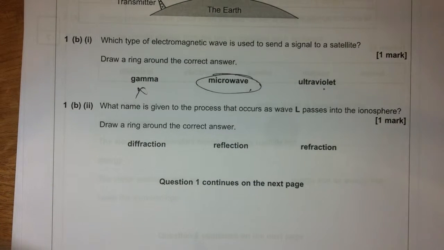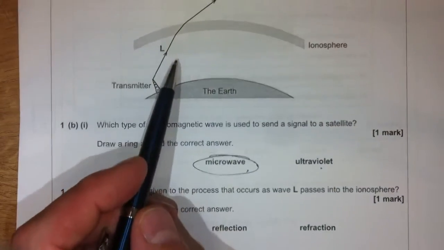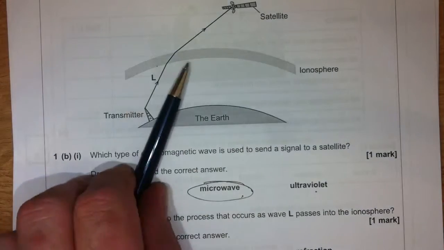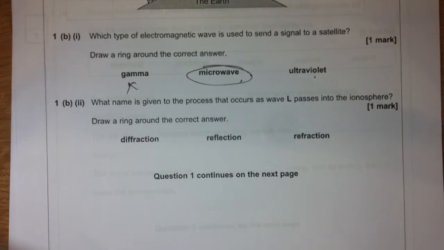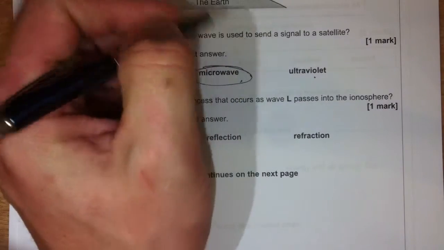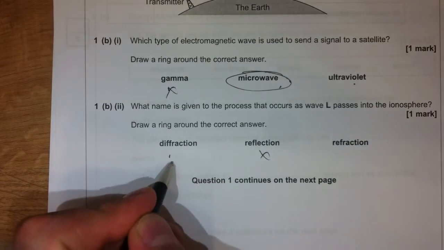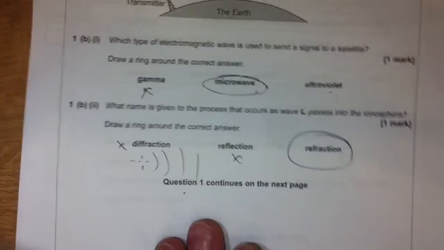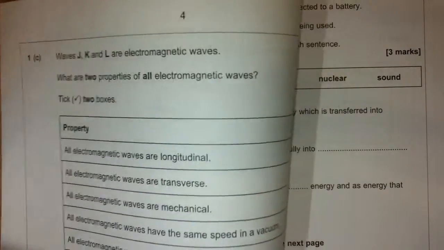What name is given to the process that occurs as wave 1 passes into the ionosphere? Well, if you look here at what's happening, we're getting that bending going on. So that bending of electromagnetic waves is an application of your knowledge of light, reflection and refraction. Reflection would be bouncing back off, so it's not that. Diffraction, remember, is when it passes through a gap and we end up with it spreading out after that. It's not that, it must be refraction, which it is.